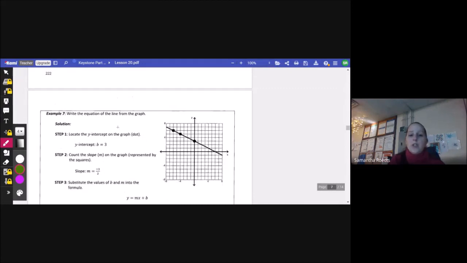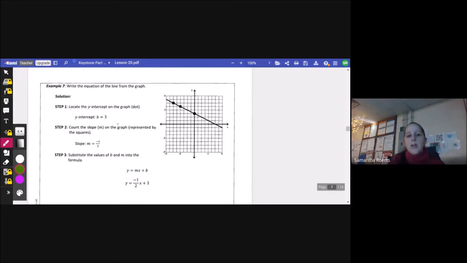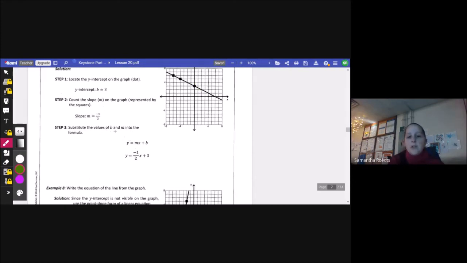So example 7, write the equation of the line for the graph. I locate the y-intercept, which is right here, which is b equals 3, and then I count the slope. I go down 1 and over 2, or up 1 over 2. So that gives me my slope of m equals negative 1/2. I substitute the values of b and m into the formula, so I get y equals negative 1/2 x plus 3.